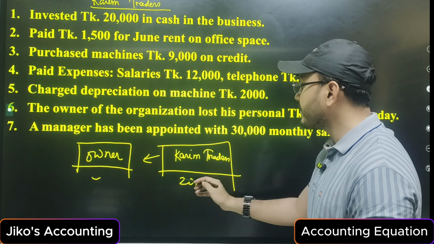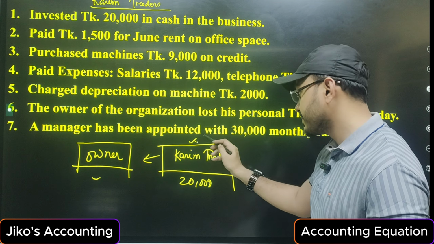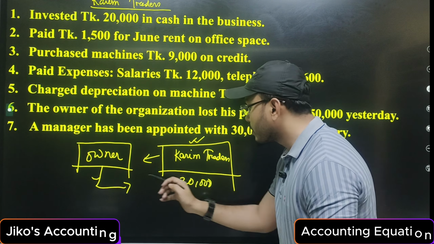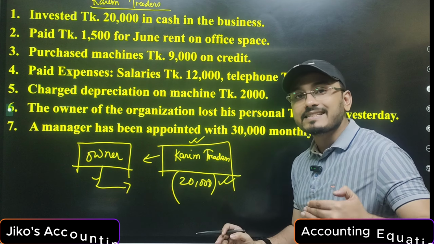You can see what I have received. I am calculating all the transactions on the side of the business. What is my business name? Korean Traders. Because of the investment of the owner, Korean Traders received 20,000 taka. That means my cash has increased.